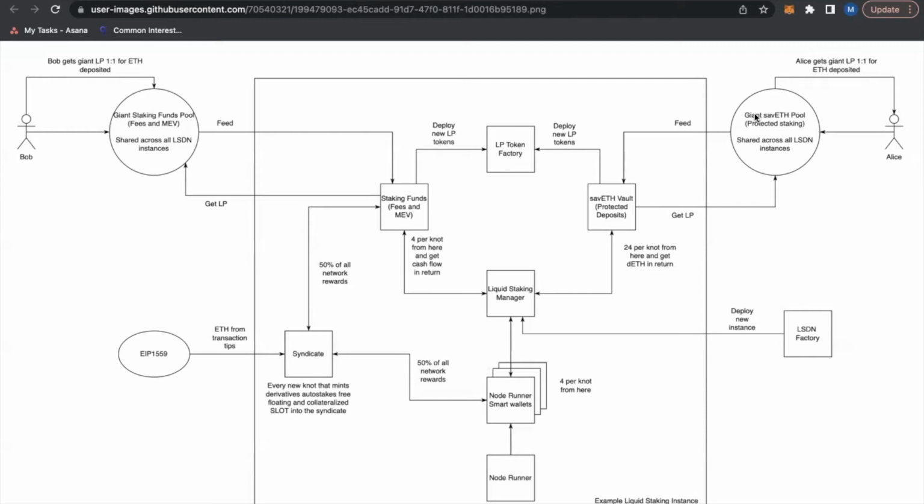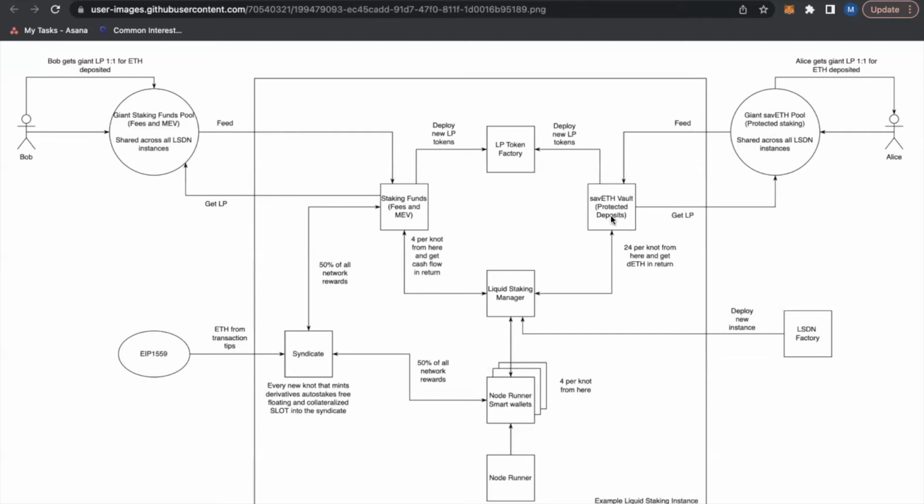Okay, we had deployed 10,000 LSD networks. And you might come up with the question: what if my liquid staking network doesn't have enough capital? What's the point of me running a liquid staking network if there's no ETH flowing in? How will I be able to run a node? So that's where the giant pools come in.